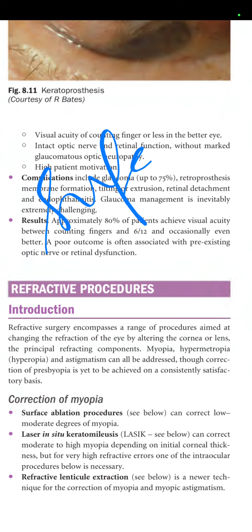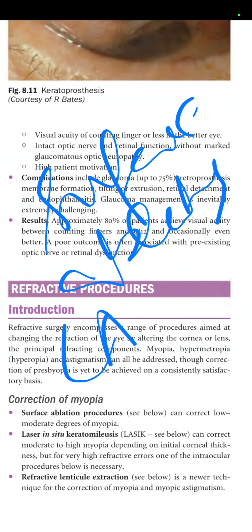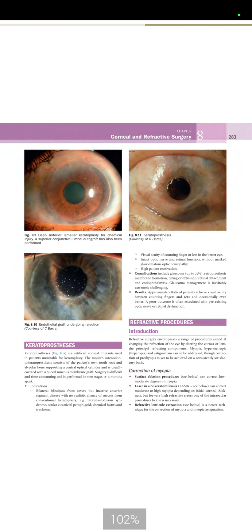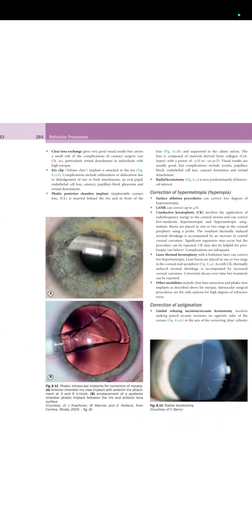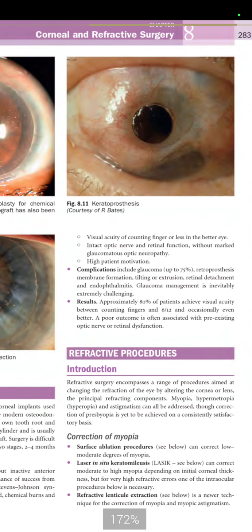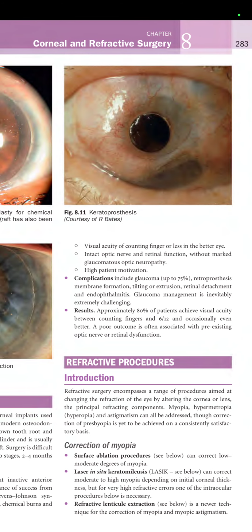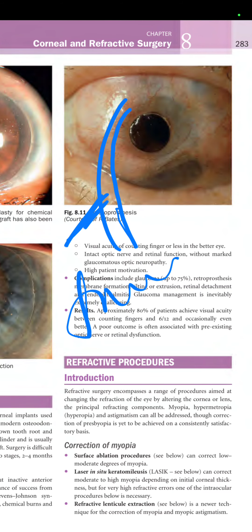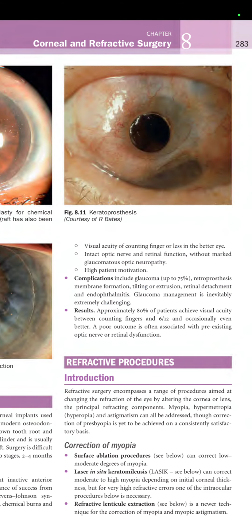You can change the surface by ablating it. You can do a LASIK procedure. We will discuss this in the coming slides. It is a very commonly performed procedure nowadays, the LASIK procedure, in which you change the thickness of the cornea. If there is myopia, you make the cornea a little bit thin to decrease the refractive power.